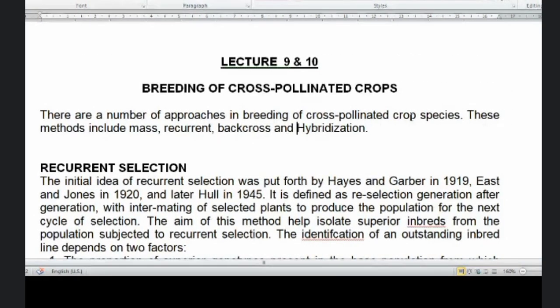For interpopulation improvement, which you will see.